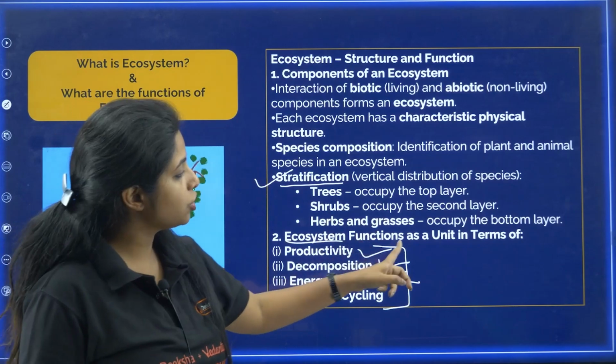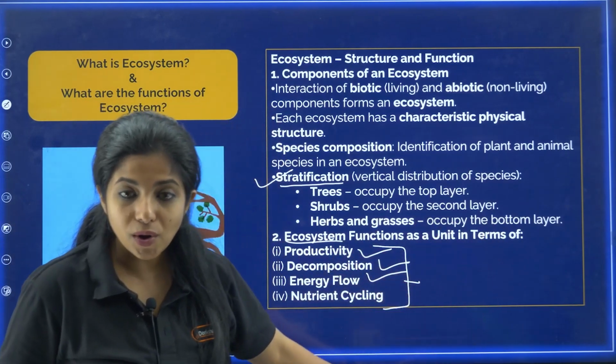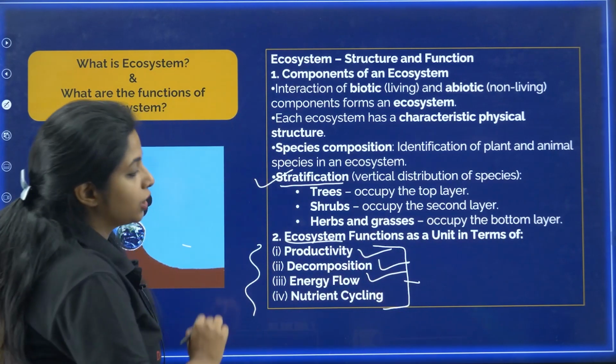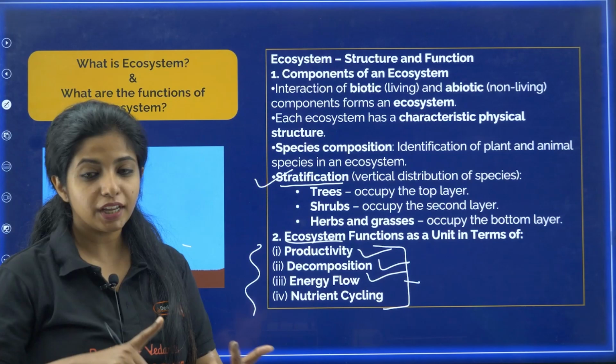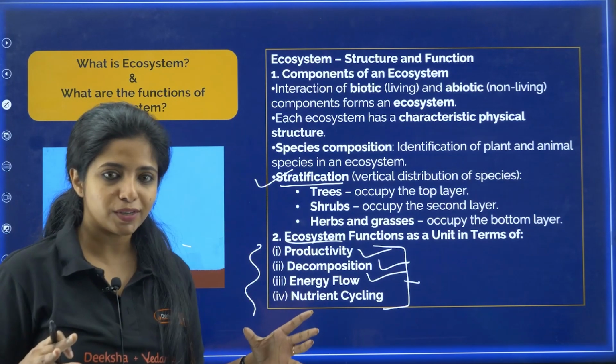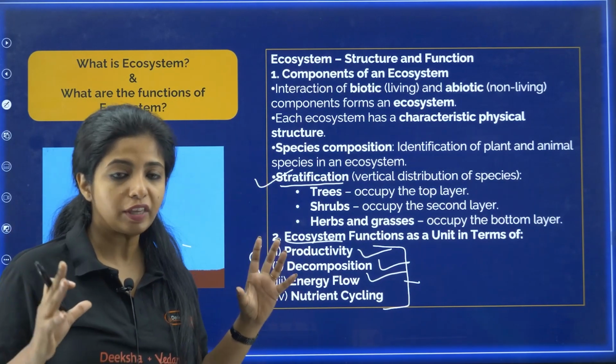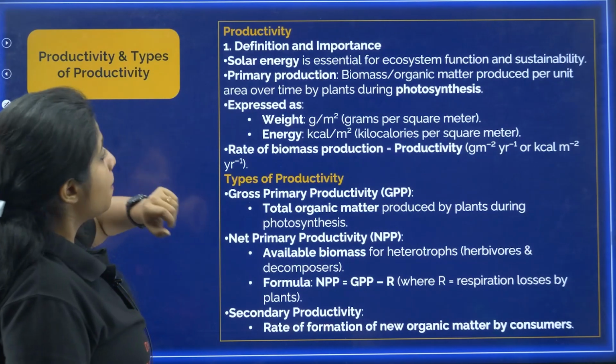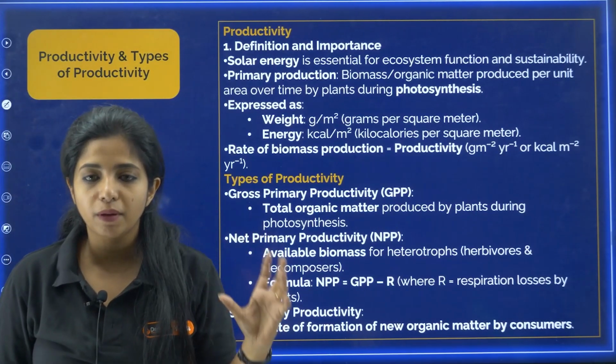So ecosystem functions as a unit in terms of all these four things. So please remember these four very important things: productivity, decomposition, energy flow, and nutrient cycling. These are the functions of ecosystem. Going ahead, productivity is the first thing that we have. What do you mean by productivity?